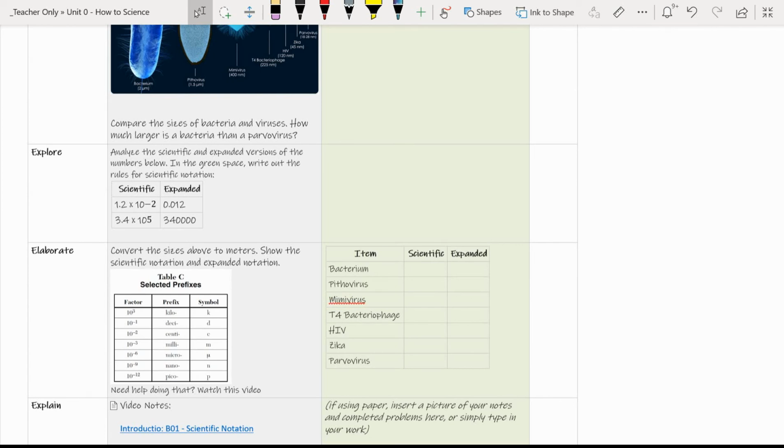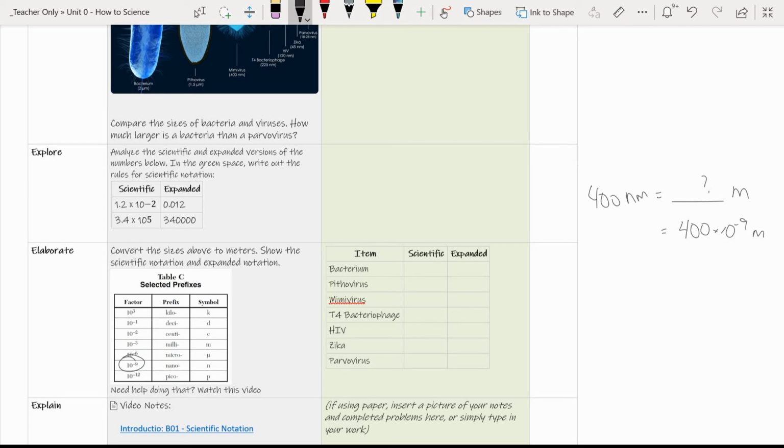So we know that it's 400 nanometers. So we're going to convert that over to an unknown number of meters. We use table C to help us. Table C is on your Regents reference table. We come on over here to nano, and it's 10 to the negative ninth. So we know that 400 nanometers is equal to 400 times 10 to the negative ninth meters.